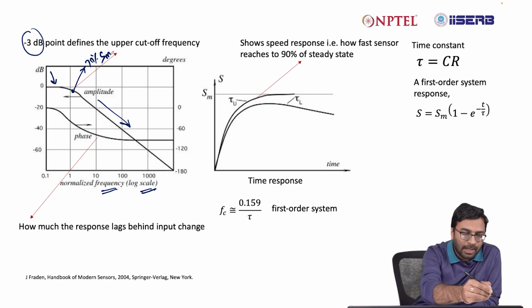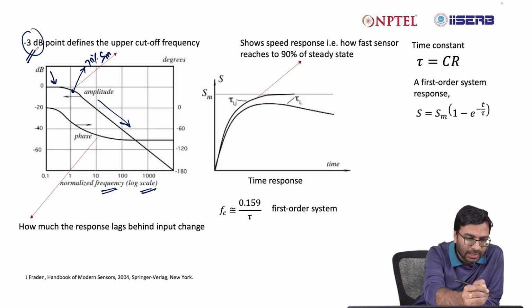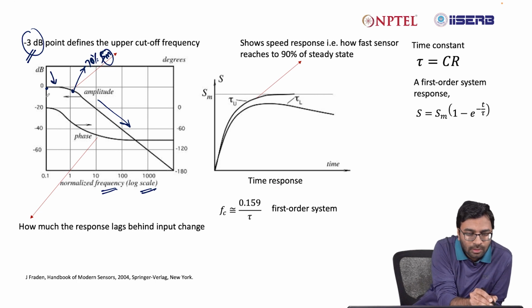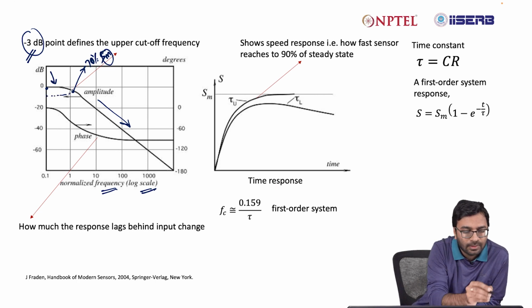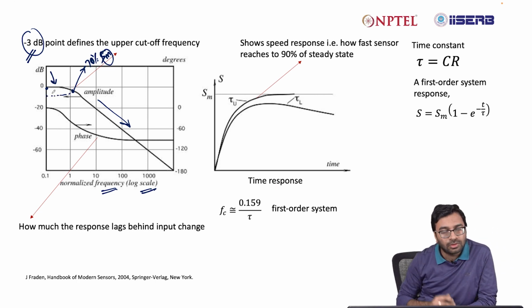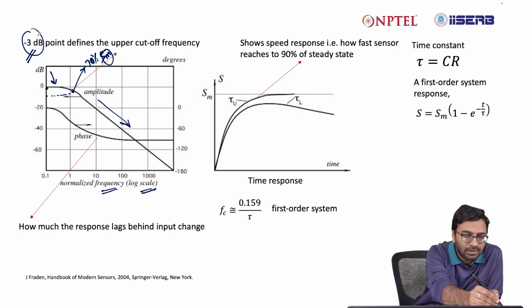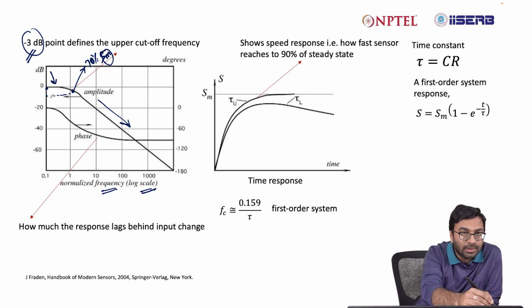I repeat, minus 3 dB point indicates where your maximum sensor output is reduced to 70% of the maximum output. So, 30% reduction has been done. And why does this minus 3 dB give you that 70% number? That probably you also have studied previously.